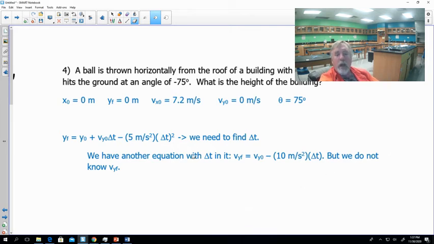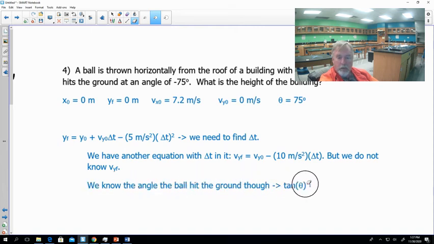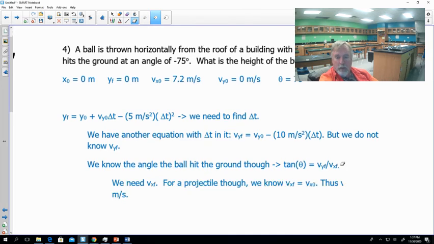But this we can figure out. But what do we know about our final velocity in the y direction? We know that it's related to our angle of negative 75 degrees here. We know the angle the ball hits the ground: our tangent of theta is Vyf over Vxf. But we don't have Vxf. Well, wait a minute, really we do, because we know for a projectile that our Vxf and our Vx0 are the same. Our final velocity in the x direction is equal to the initial velocity in the x direction. So we know our Vxf is 7.2 meters per second. Wonderful.